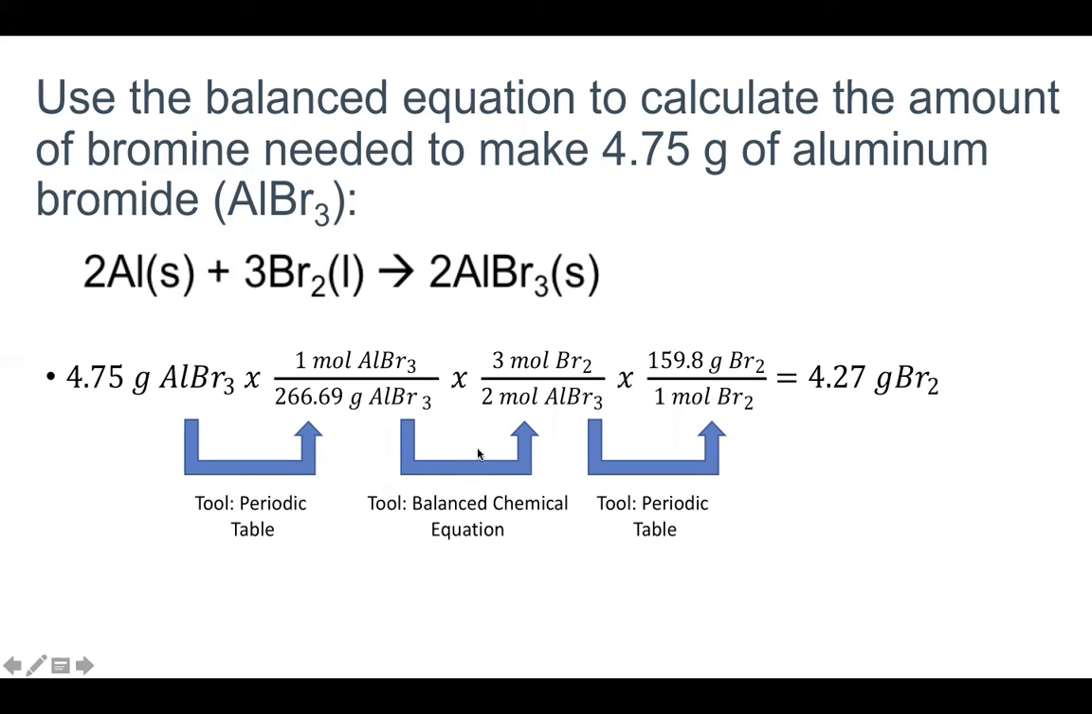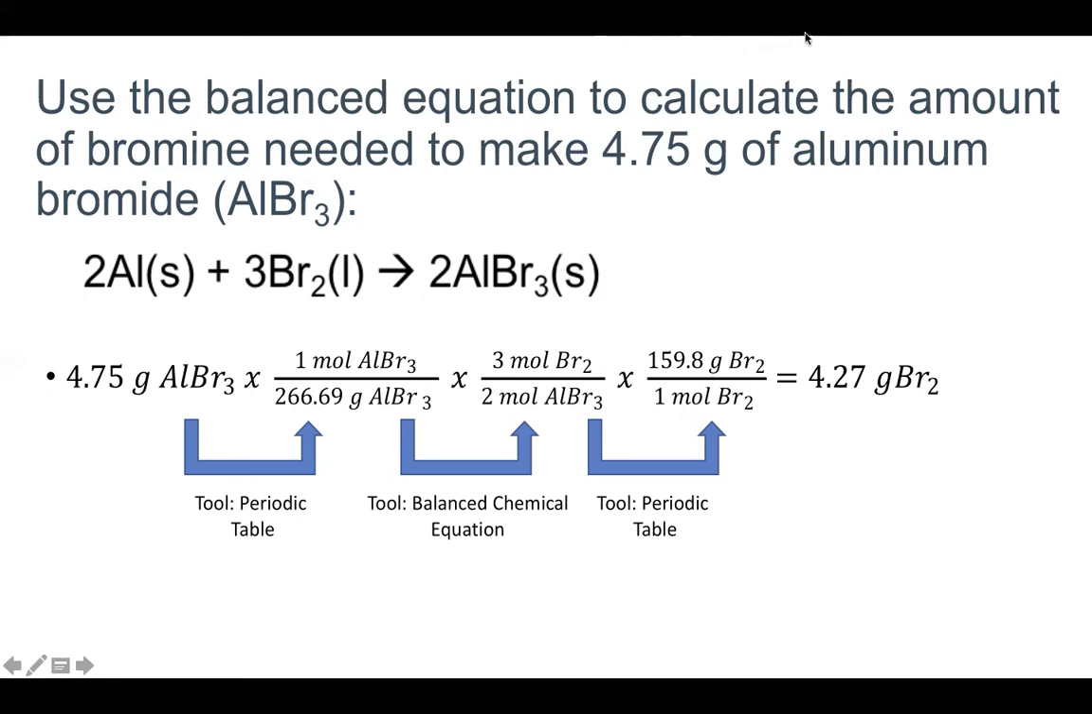But remember, you can only use it if you're in moles. So this ratio here comes from the balanced chemical equation. We have a 3 in front of the bromine, so that's the 3 moles of bromine. That's what we want. We're trying to get rid of moles of aluminum bromide, and that's here. There's a 2 in front, so that's on the bottom.